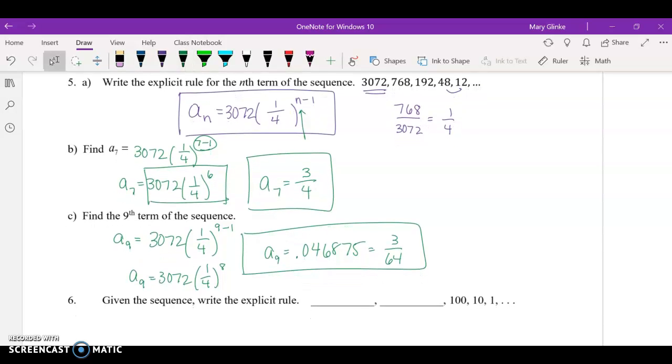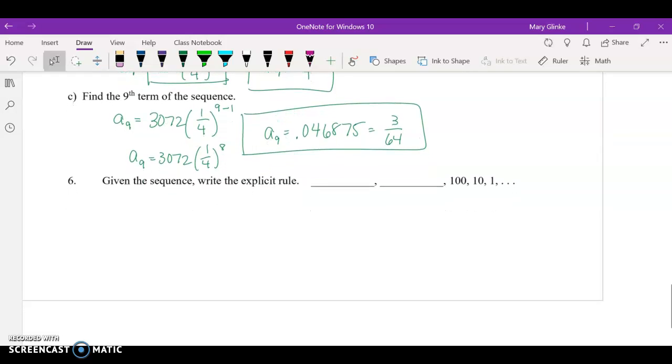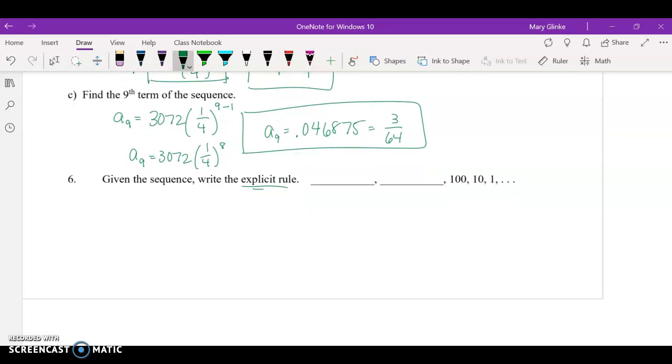And for our very last one here, we are not given necessarily the first term. We want to write the rule. So for our rule, we need to know the first term and we need to know the common ratio. Now we can find the common ratio here. To get from 100 to 10 and from 10 to 1, you're dividing by 10, which we're going to write as a fraction. So we're going to write it as multiplying by 1/10. So that gives us our ratio.